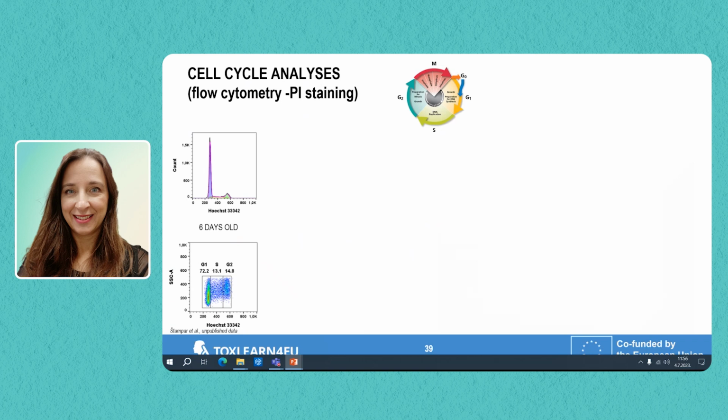So again, this is now a dynamic system, different than the static condition I showed before. Again, we monitored what is happening with the cells, how they proliferate. And here you see that after 6 days of culturing, the majority was in the G1 phase. This is normal, the cells are mostly in the G1 phase, also in the 2D cultures.